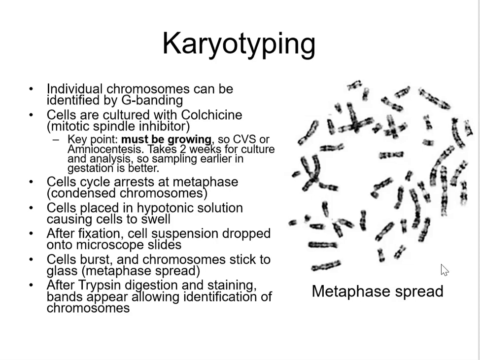We then trypsinize them, which is using an enzyme that eats away at the chromatin, eats away at the histone proteins, and then we can stain them up to identify regions where the trypsin has eaten away at the chromosomes more than other regions, and we get this black and white staining pattern. It's really actually blue and white, but we always look at it in black and white. And this gives a classic banding pattern for every single chromosome.